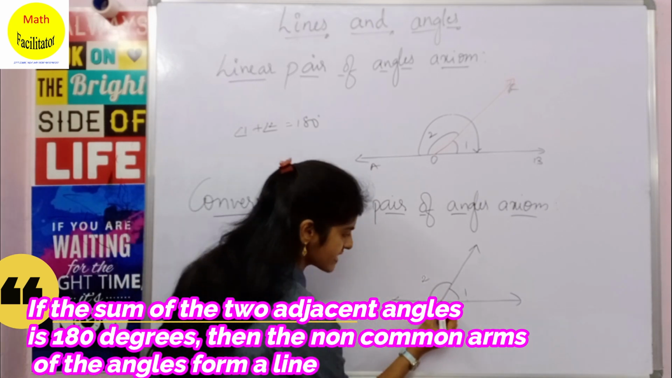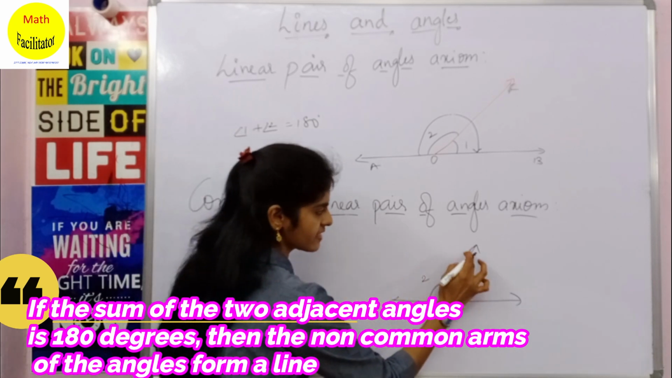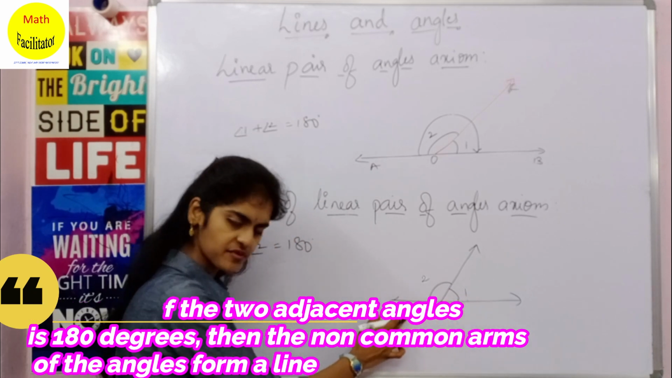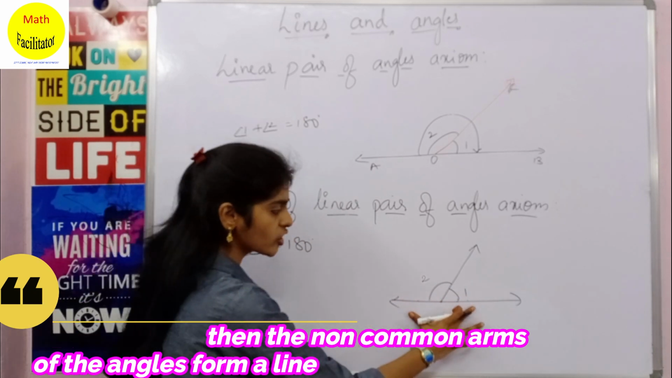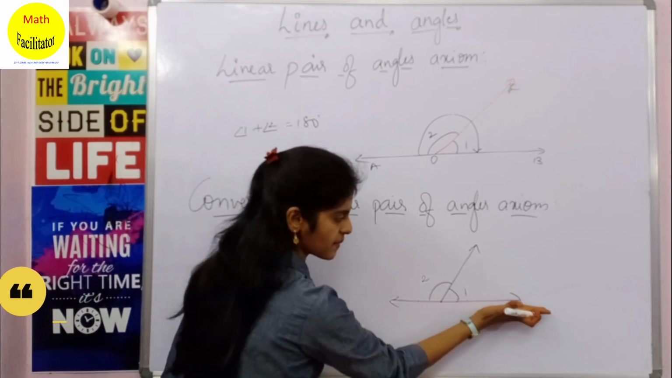Then these are called non-common arms. Here you can see angle 1 and angle 2 are adjacent angles and this is the common arm. These two are non-common arms, as we have learned. These non-common arms form a straight line. You can see these non-common arms, they are forming what?